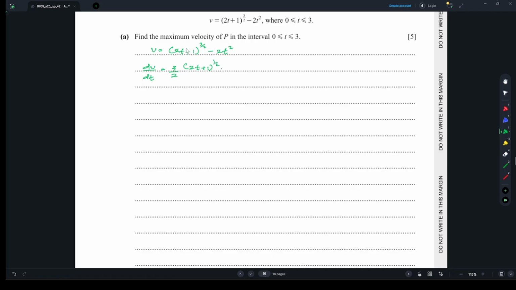And then you have to multiply by the differentiation of the inside. So 2t plus 1: the differentiation of 2t is 2, plus 1 is 0. So multiply by 2, minus the differentiation of 2t square, so 2 times 2 is 4t. Okay, this one. And I can simplify a little bit. Here the 2 cancels. So I can write 3 times (2t plus 1) to the power half, minus 4t.